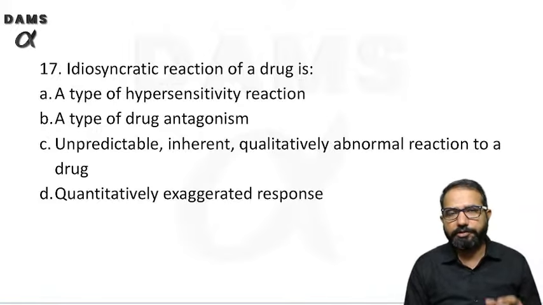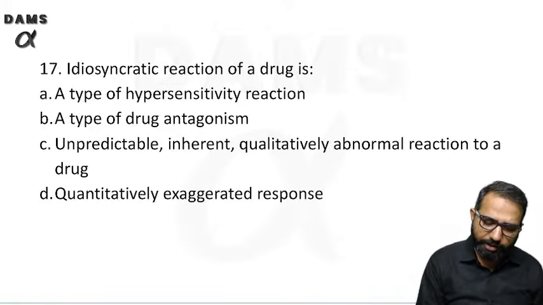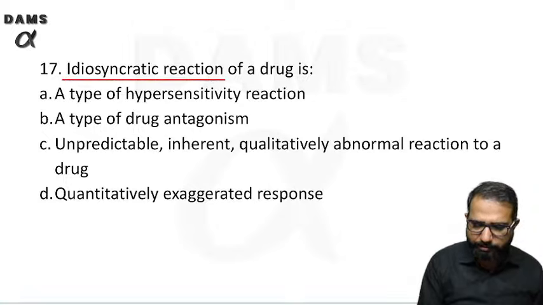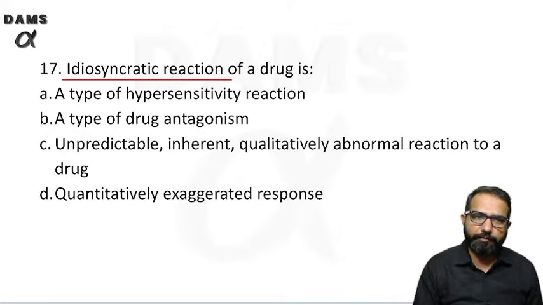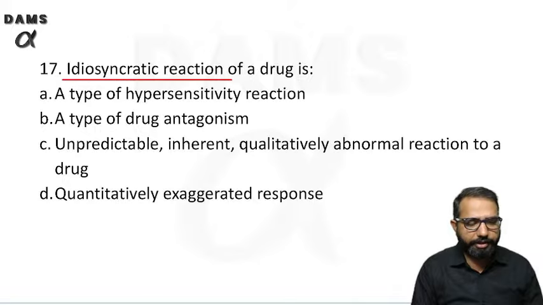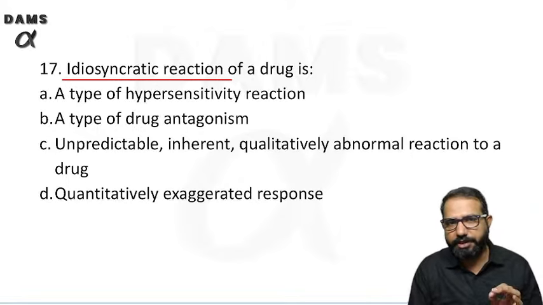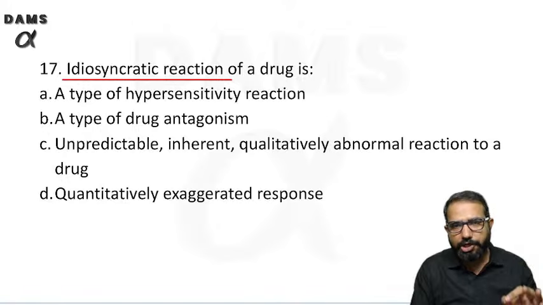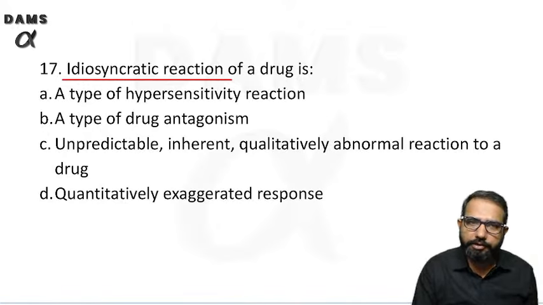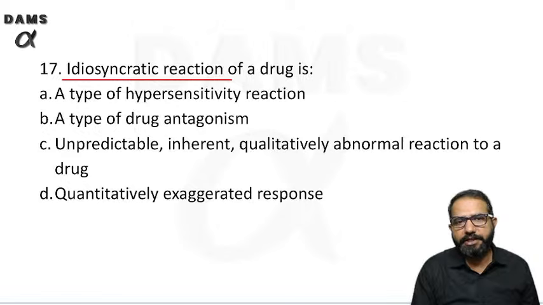Okay. We discussed some pharmacokinetics and pharmacodynamics. Then idiosyncratic reaction. Idiosyncratic reaction of a drug is one of the types of adverse reaction. So what is true regarding idiosyncratic reaction? You can give the answer in the comment. It is a type of hypersensitivity reaction, a type of drug antagonism, unpredictable, inherent, qualitatively abnormal reaction of a drug, or a quantitatively exaggerated response.